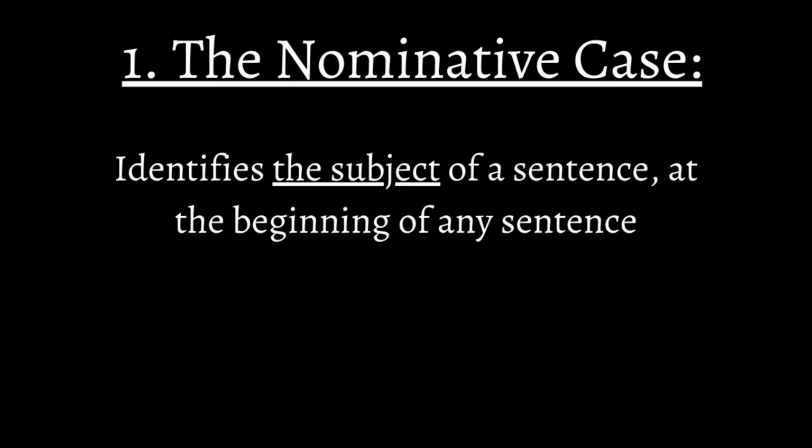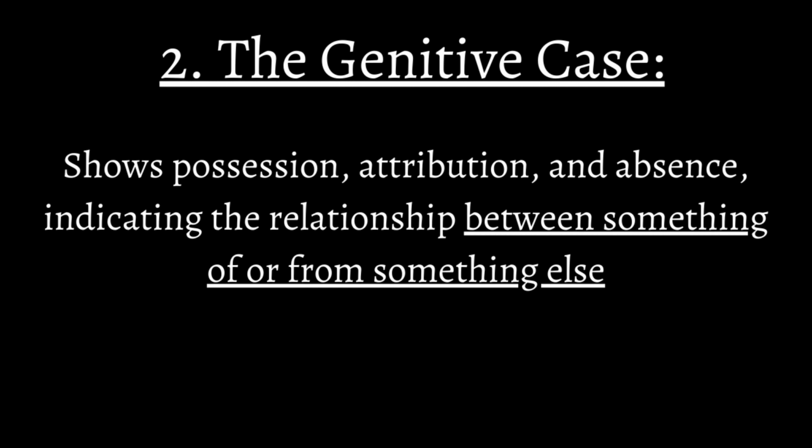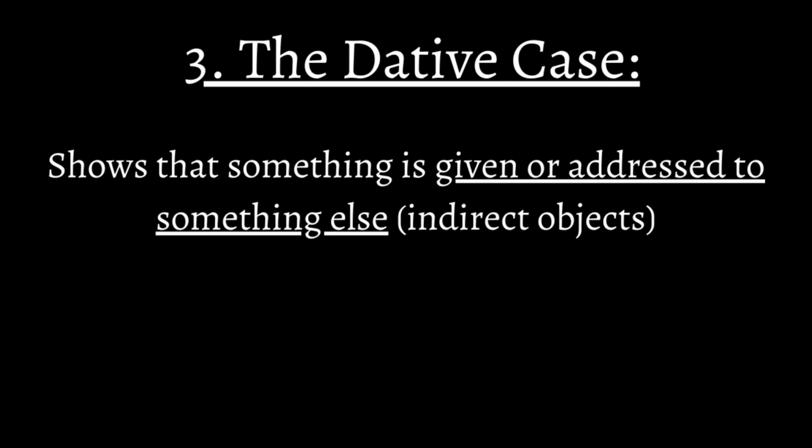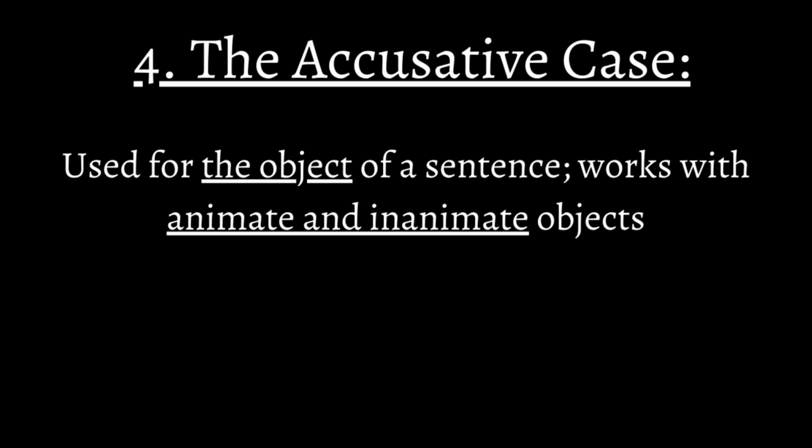The nominative case simply identifies the subject of a sentence at the beginning of any sentence. This case has the same meaning in English as in Russian. The genitive case shows possession, attribution, and absence, indicating the relationship between something of or from something else. In other words, it's a case that indicates the possession of something. The dative case shows that something is given or addressed to something else, and it's typically used for indirect objects. The accusative case is used for the object of a sentence, as opposed to the subject. Also, it works with animate and inanimate objects, more than any other case.